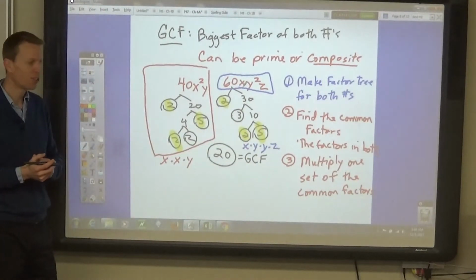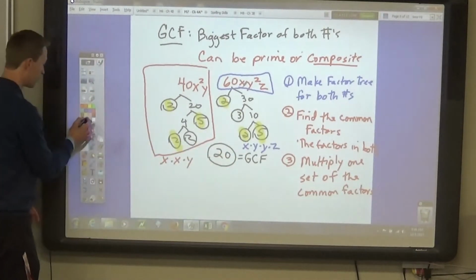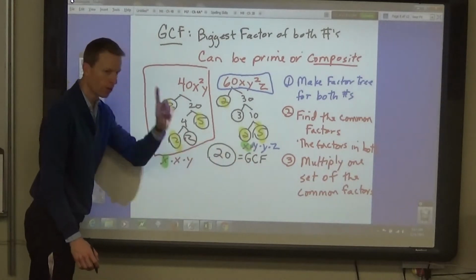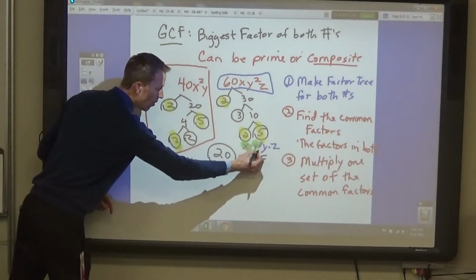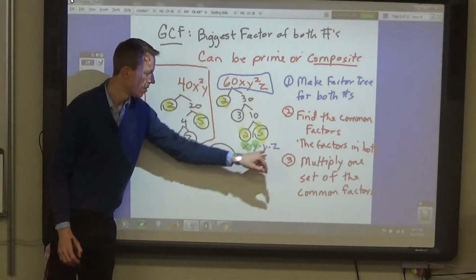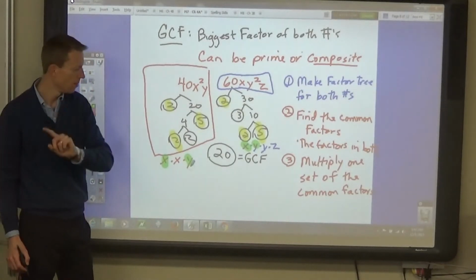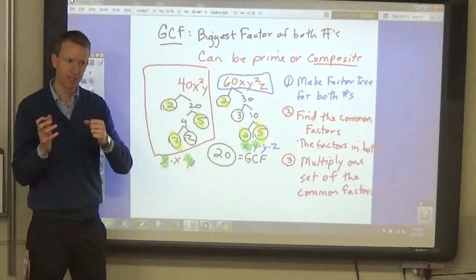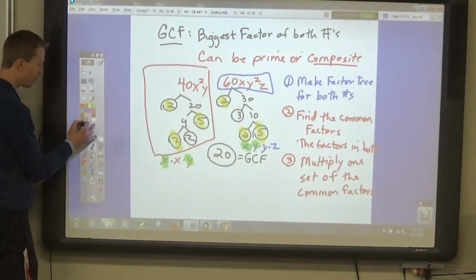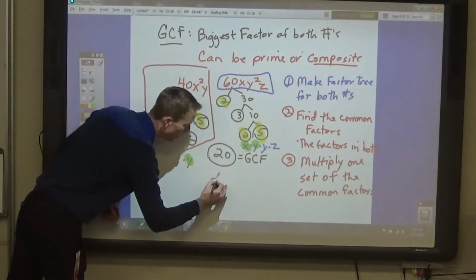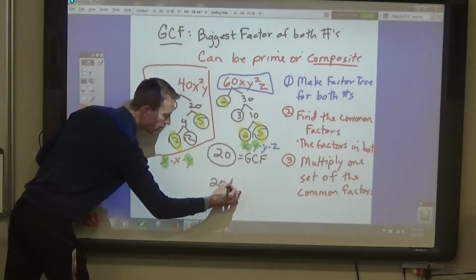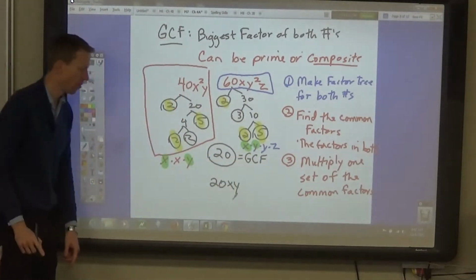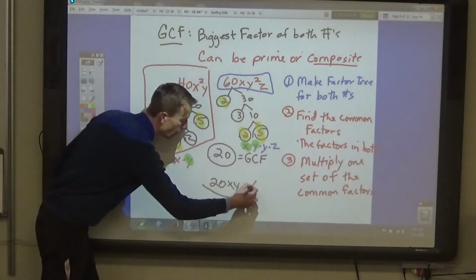Then to get the greatest common factor, you do the same thing. You find the common factors. So there is an x in both. There's not another x in both, so we're only going to use one x. There's a y in both, but there's not another y in this one, so we're only going to use one y. And there's only a z in this one, so we're not going to use z. We only use the common factors. So then, instead of just 20, we're using 20 times x, times 1x, because there's 1x in both, times y, because there's 1y in both. And this is now the greatest common factor.